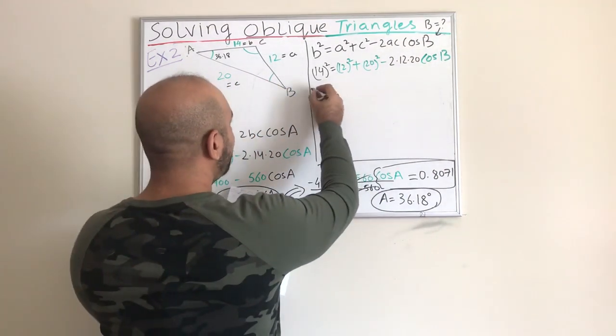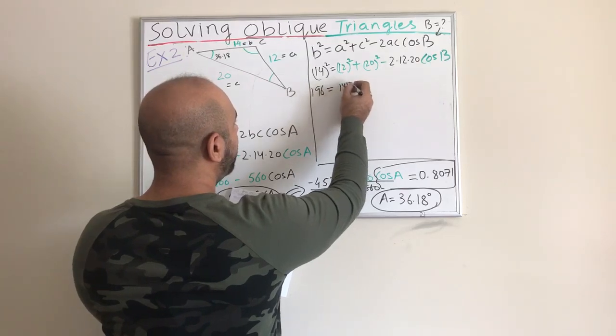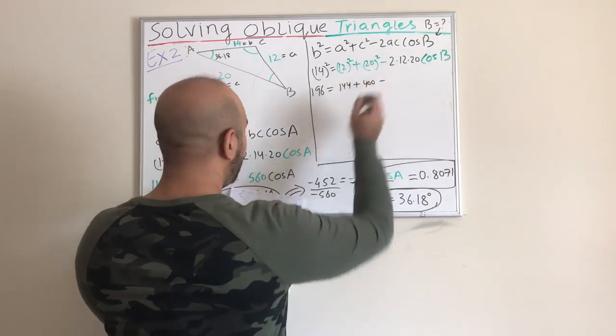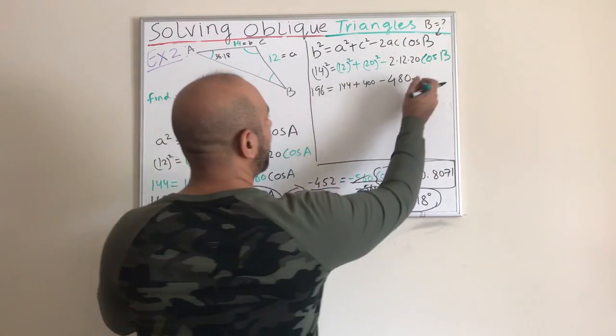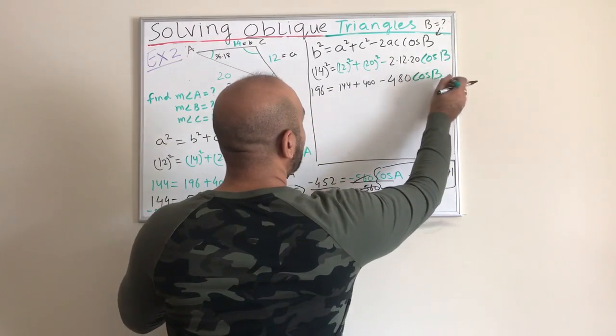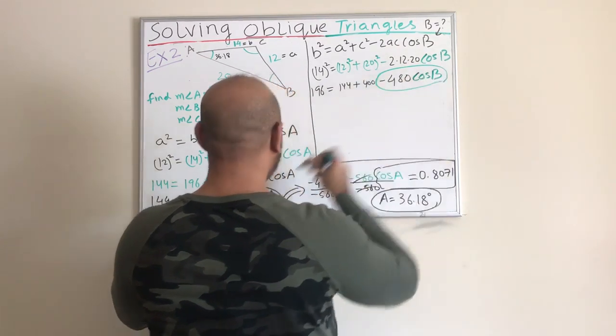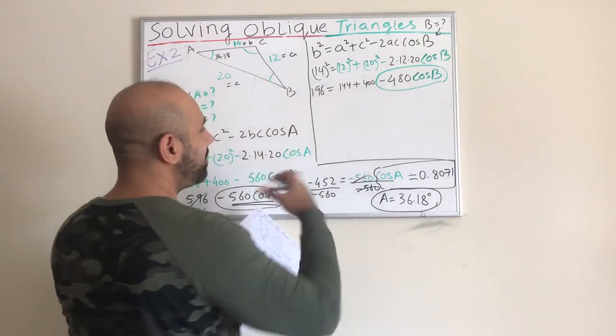14 square, 196. I like to do it in steps. This is 144 plus 400. And then, guys, when we multiply this, I got a 480. And then I have a cosine of B multiplied with this. Guys, you got to leave this alone. You got to isolate this. So you got to first add this and then subtract it from both sides.